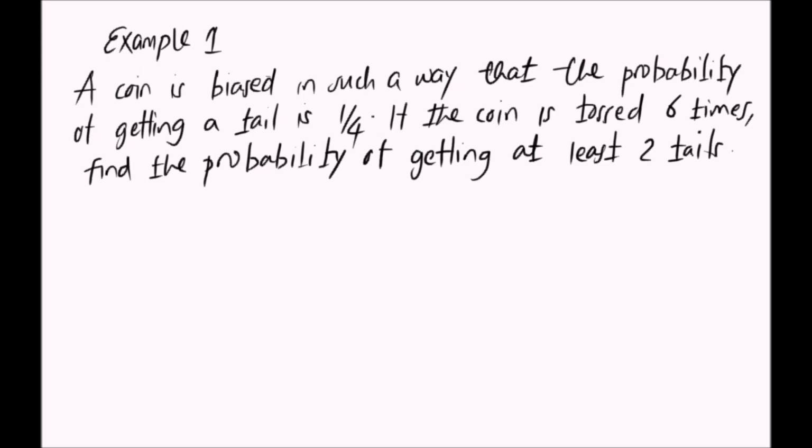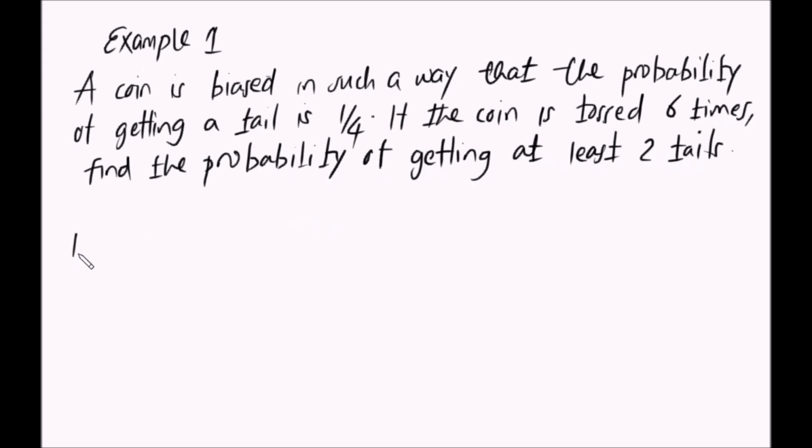Now let's see example 1. It says a coin is biased in such a way that the probability of getting a tail is 1/4. Si tushazoea kwamba probability ya kupata head na tail waga ni nusu nusu, but not in this question. In this question anasema probability ya kupata tail ni robo. So if the coin is tossed 6 times, find the probability of getting at least 2 tails.